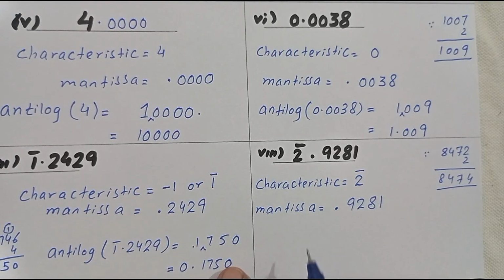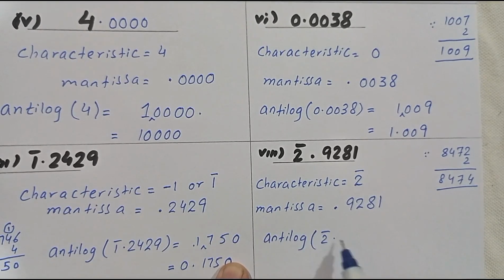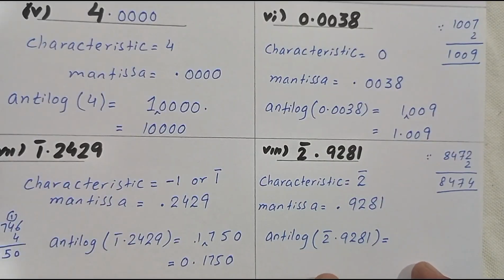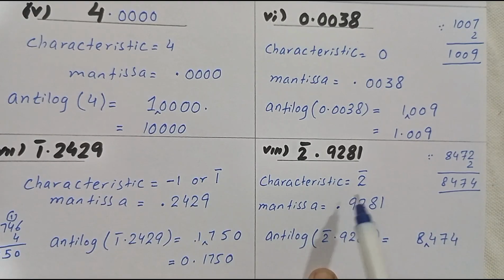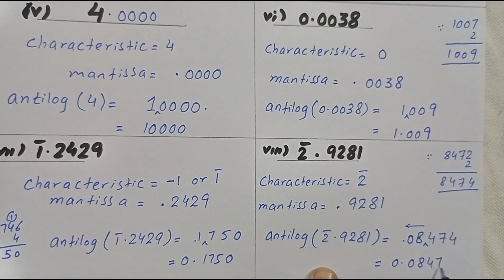So the antilog of -2.9281 equals 8474, as the reference position is after 8 and characteristic is -2, which means we have to move to the left side of the reference position, counting 2 digits and placing the decimal. So counting 2 digits from reference position, that is 1 and 2 is 0, and then place the decimal. So the antilog is 0.08474.